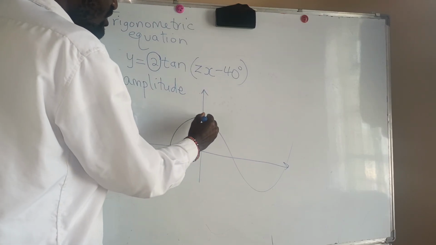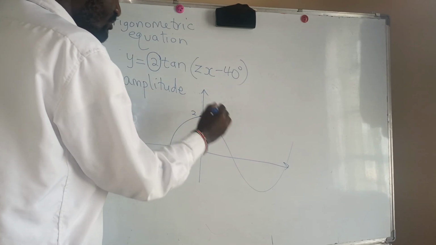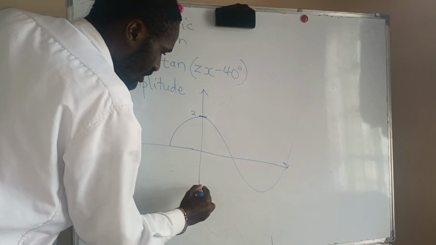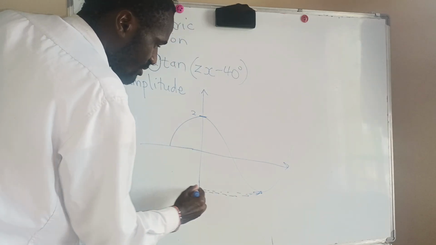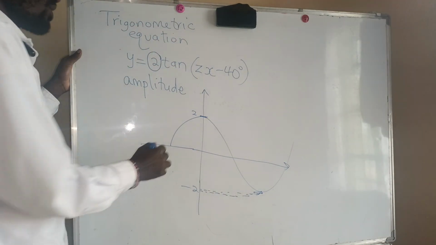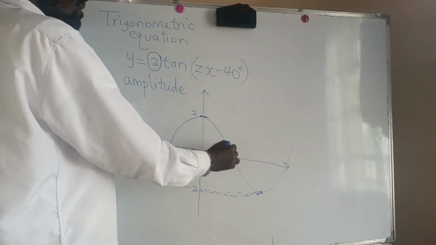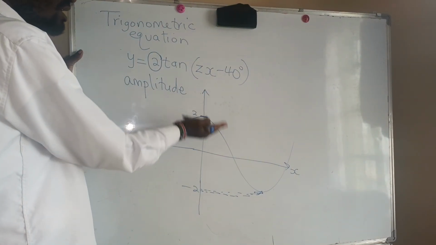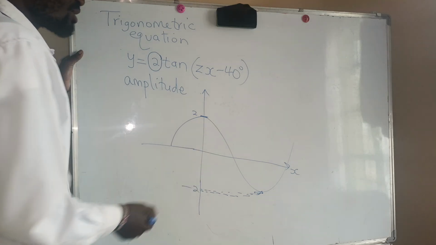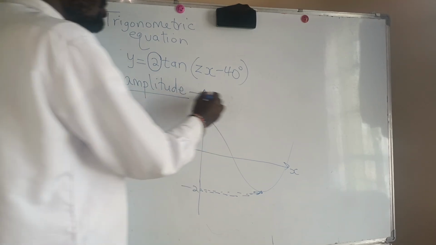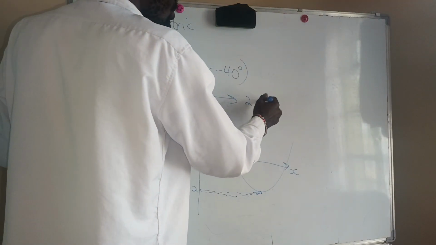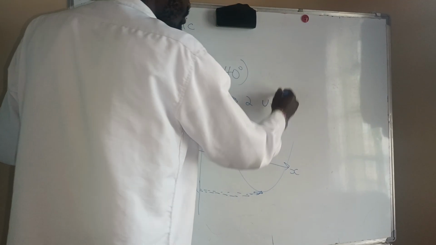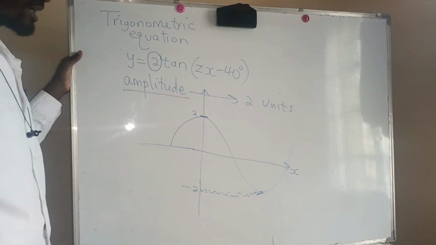So at this point, I expect you to have 2. And as well, at this point, I need to have -2. So the maximum displacement on either side of the x-axis becomes our amplitude. So if told to give the amplitude from this trigonometric equation, you're just going to write 2 units. That becomes your final answer for that.